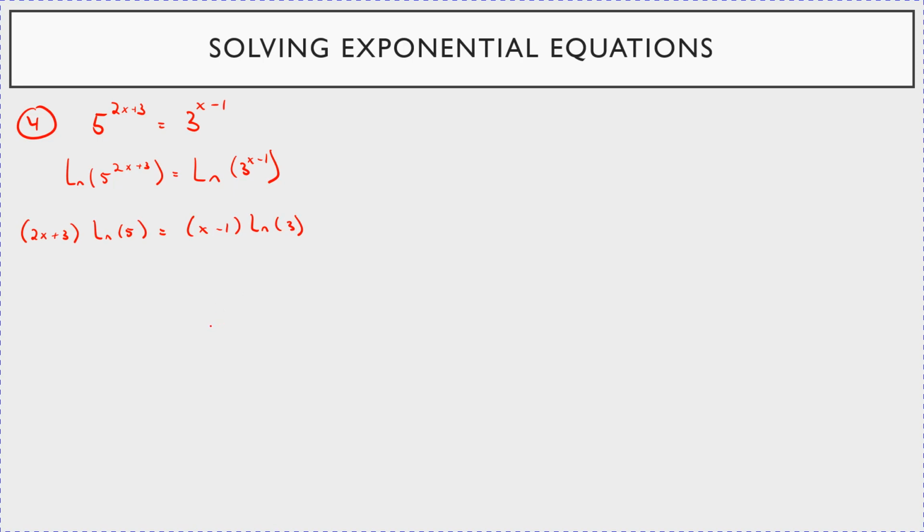All right. Remember, natural log of 5 and natural log of 3, they're just constants. So I'm going to distribute it. So this would be 2 natural log of 5 times x plus 3 natural log of 5. And then distribute, is equal to x times the natural log of 3 minus the natural log of 3.